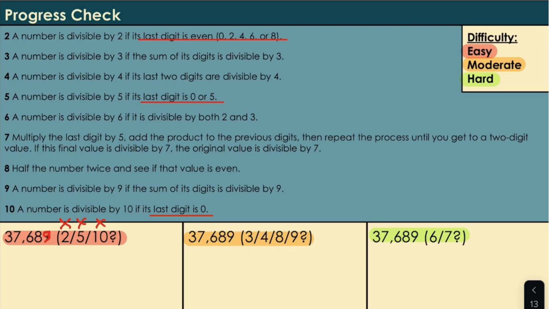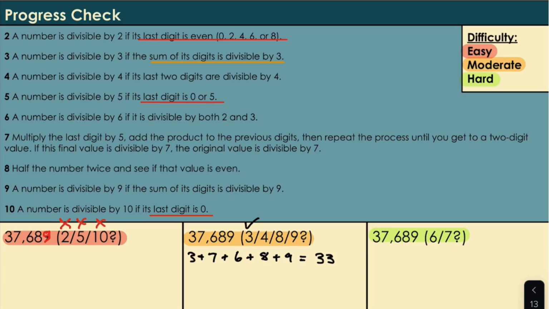Now for the slightly trickier divisibility rules. Let's see, is that value divisible by 3? Is the sum of the digits divisible by 3? And we get 33. Is 33 divisible by 3? Yes, we know that is a factor.